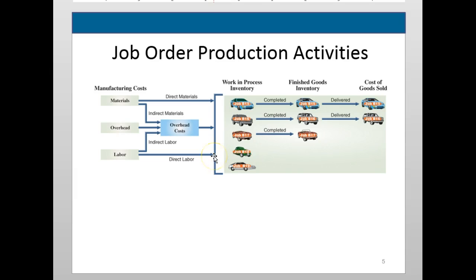So it's pretty much what we've been doing with financial accounting with a service industry, but we've added this work in process inventory. So remember this flow. You've got the materials, overhead, and labor, and indirect materials, indirect costs, or indirect labor are going to go into overhead. These all get combined for each job, and then the job moves through the process.